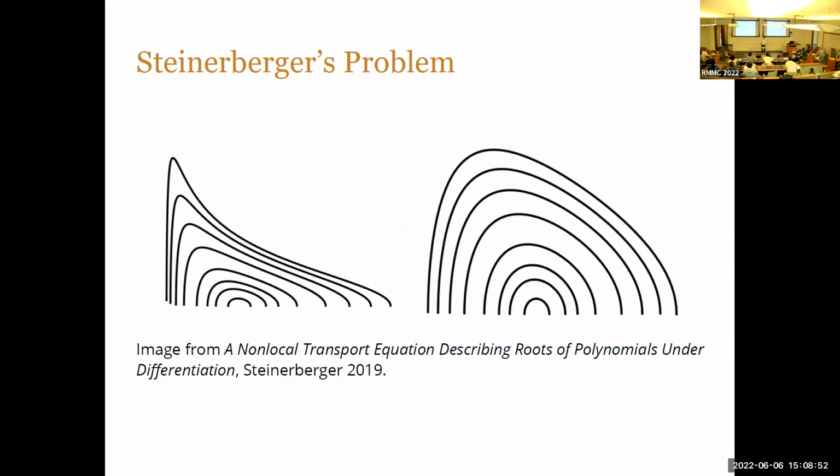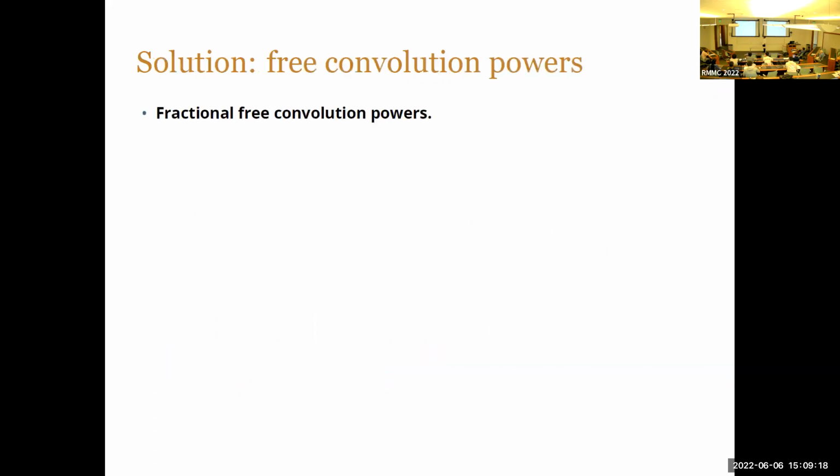And here are some pictures I stole from his first paper. So the outer curve represents the initial distribution, and then the other curves represent how the distribution evolves as t goes from 0 to 1. And as you can see, it eventually starts looking like a semicircle regardless of the initial distribution. And that's something that will become clear in a moment, why this is happening.